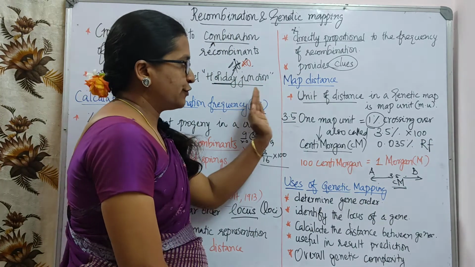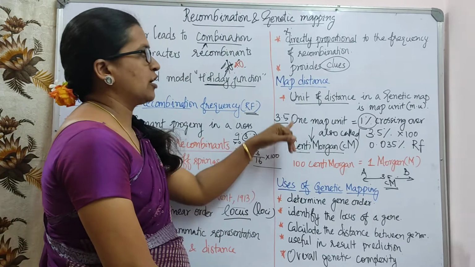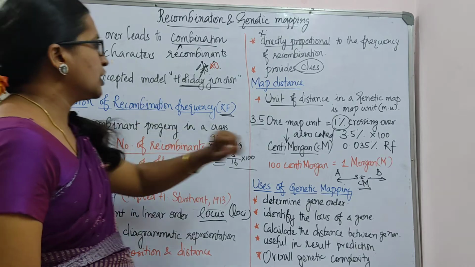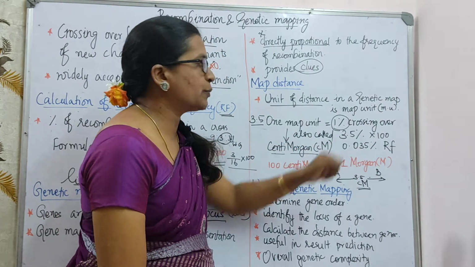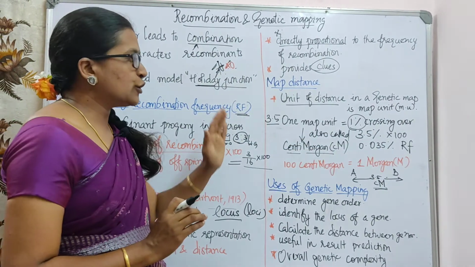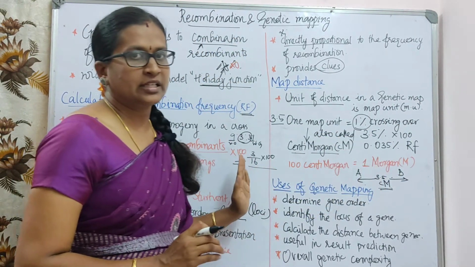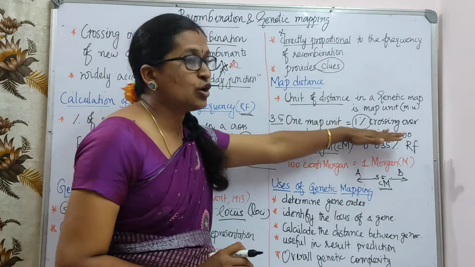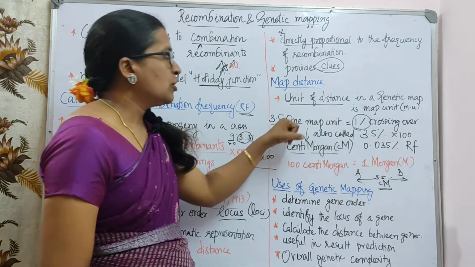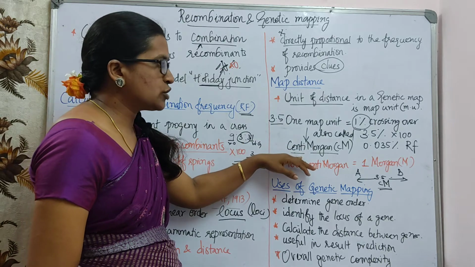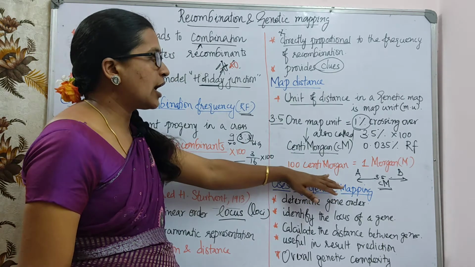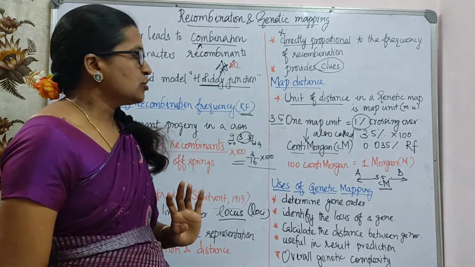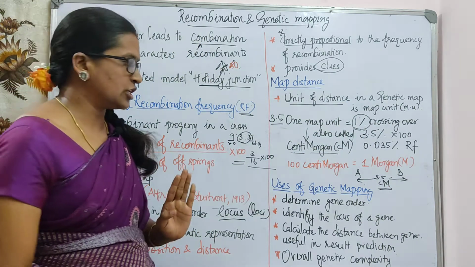So if they are giving anything, centimorgan or map unit, recombinant frequency or crossing over percentage, whatever they are giving, you should be able to understand this and get the answer. So 1 map unit is equal to 1% crossing over. 1 map unit is also called 1 centimorgan, and 100 centimorgan is equal to 1 morgan. You are clear here. So next is uses of genetic mapping.